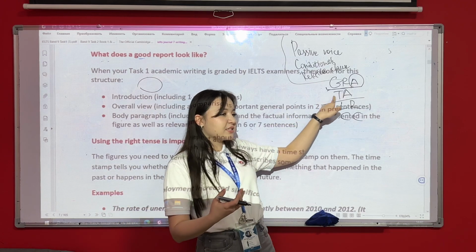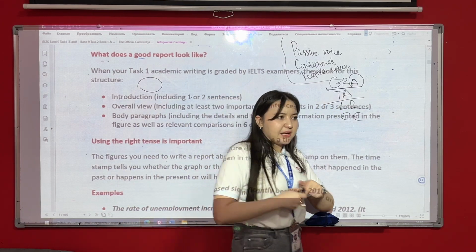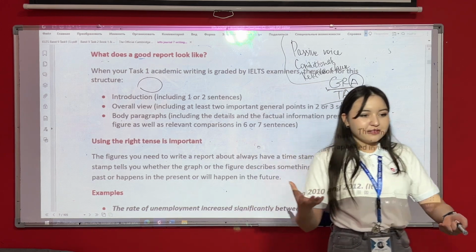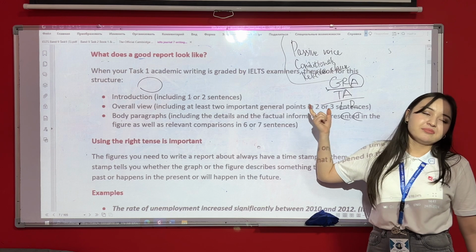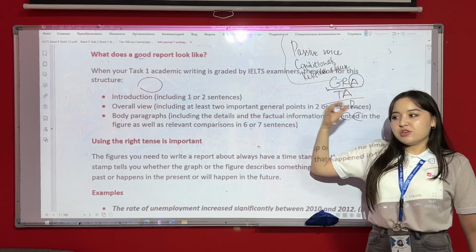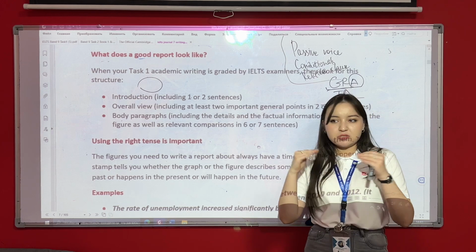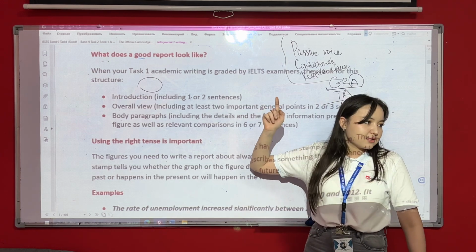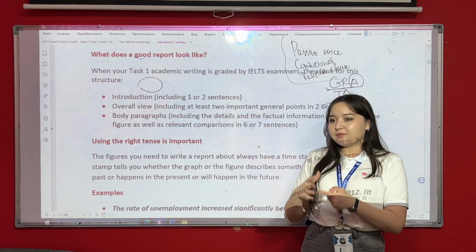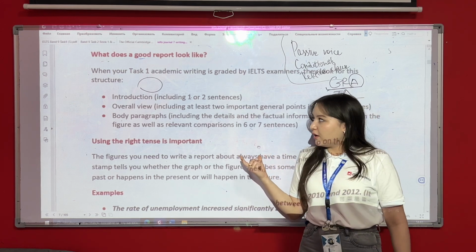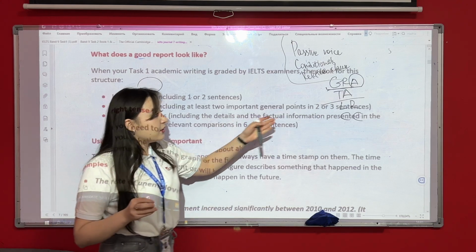But here, guys, we have task achievement. What does task achievement mean? Соблюдение. No. What does achieve mean? Достичь. Правильно? Task, то есть задание. You are given a task to summarize the information and make comparisons where relevant. Guys, this is your task, and you have to achieve it. You have to describe a map or you have to describe the diagram very precisely, okay?